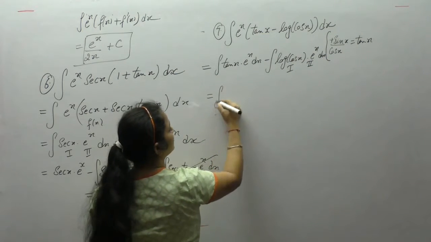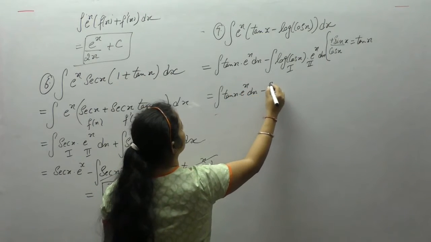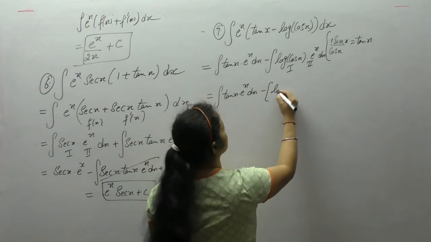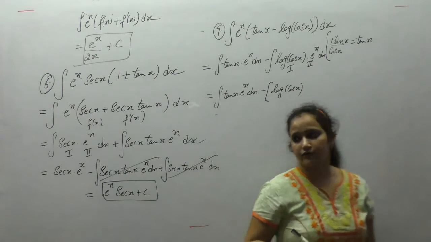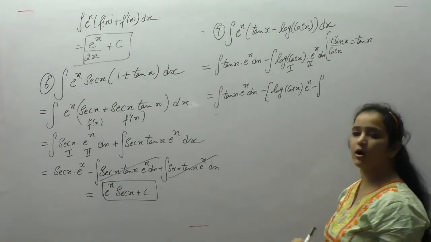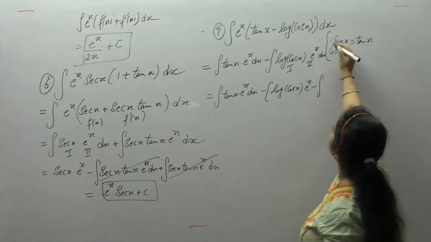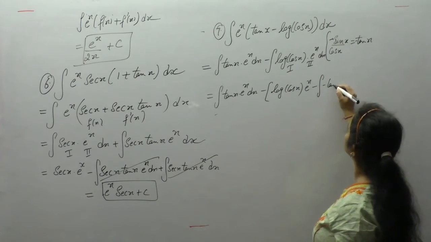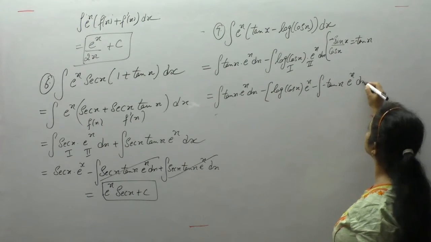Apply the rule. Tan x e^x, first function as it is. Log of cos x, integral of e^x is e^x, minus integral of derivative of first. The derivative of log cos x is minus tan x. Integral of e^x is e^x.